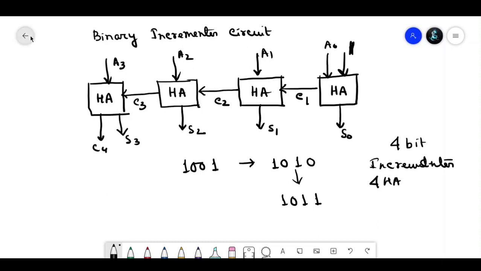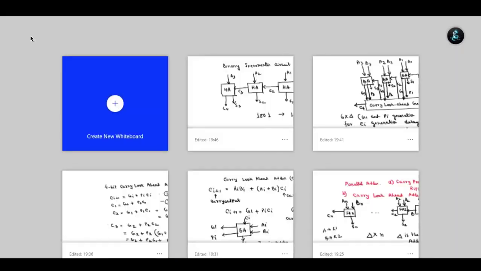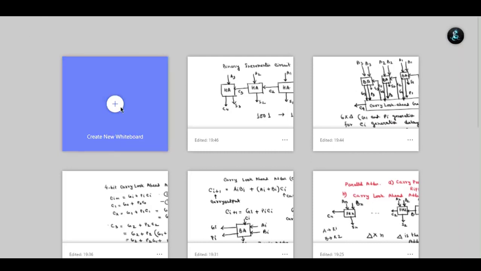Now we will do the decrementer circuit. So now the binary decrementer circuit.